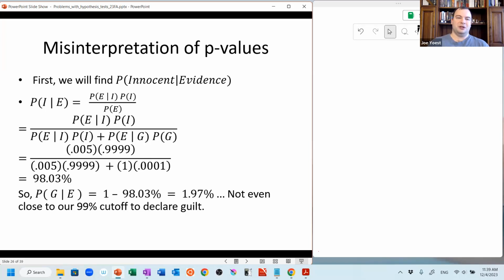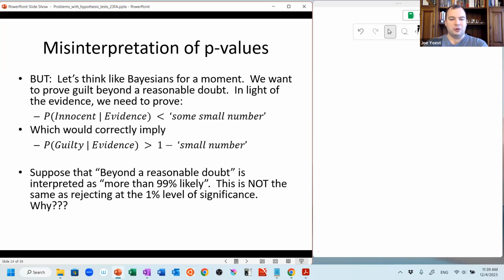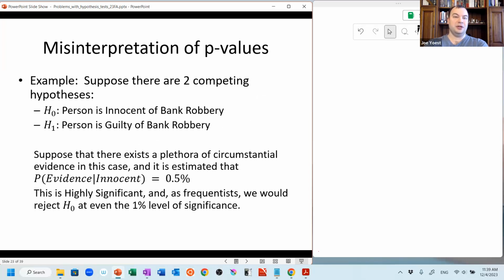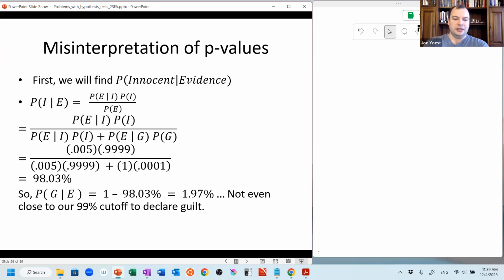Maybe they dyed their hair or something to rob the bank. I don't know. But we'll presume that that's true. And after all of this, keep in mind, this is probability of innocent given evidence. Probability of innocent is 98%. So their probability of guilt is about 2%. In other words, we should be saying we're about 2% certain that they're guilty. But we might be tempted to say something like, we think there's only a 0.5% chance they're innocent, or 99.5% they're guilty, if we misinterpreted that p-value. Right?